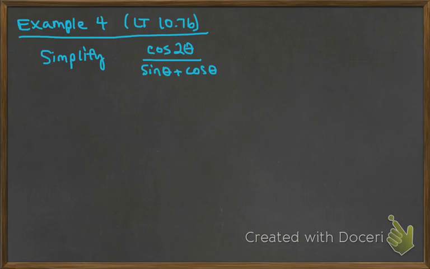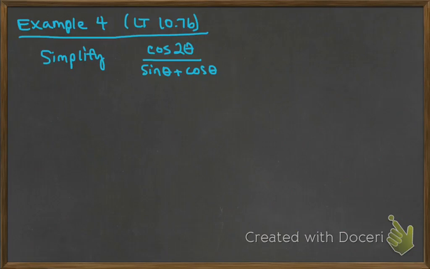Okay, so let's try another simplify problem. Again, this is Learning Target 10.7b. Simplify the cosine of 2 theta over the sine plus the cosine. So looking at this, I really don't know that I have anything I can do. I'm not going to switch that cosine of 2 theta yet.